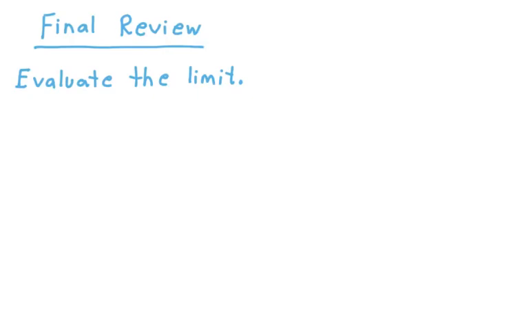This is a video for the final review in my Calculus 1 class. The directions say to evaluate the limit. So let's take a look at problem 1a. In 1a, we have the limit as x approaches 3 of x squared minus 9 divided by x squared plus 2x minus 3.